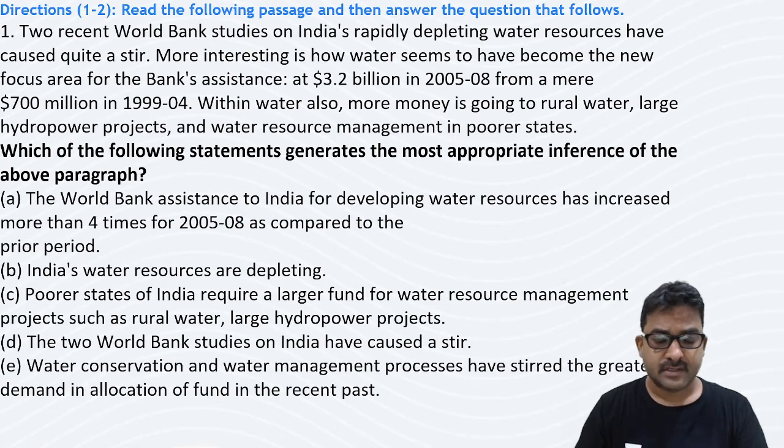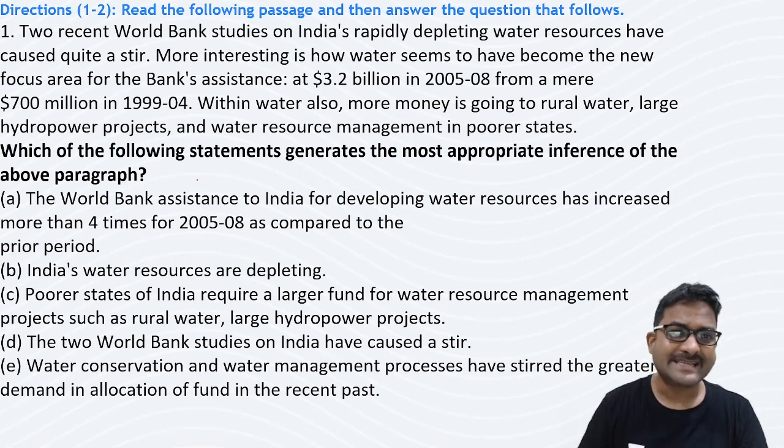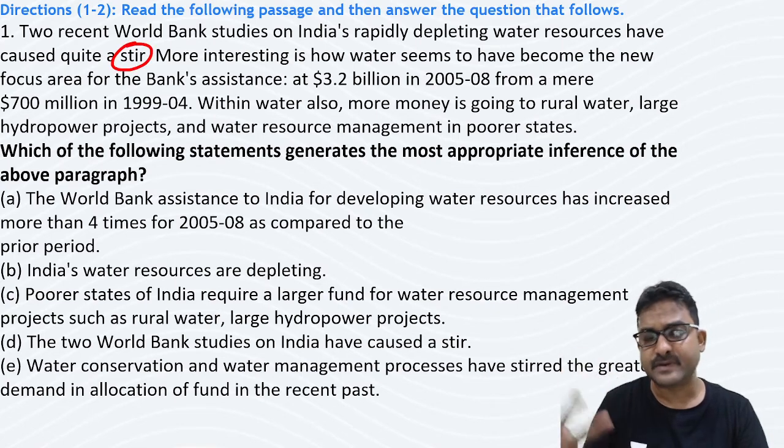So the real question says, which of the following statements generates the most appropriate inference of the above paragraph? Now, let's proceed with that. Two recent World Bank studies on India's rapidly depleting water resources have caused quite a stir. That is, quite a disturbance. The meaning of this is that there's a great commotion between the studies.